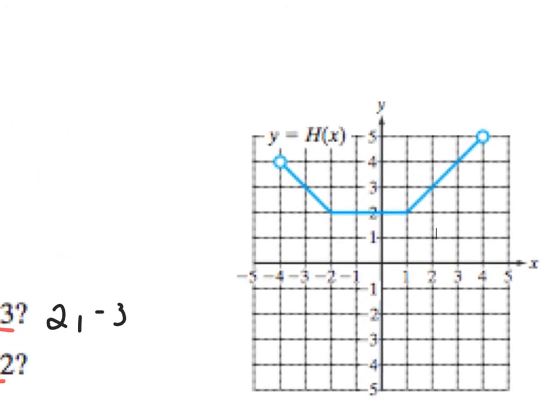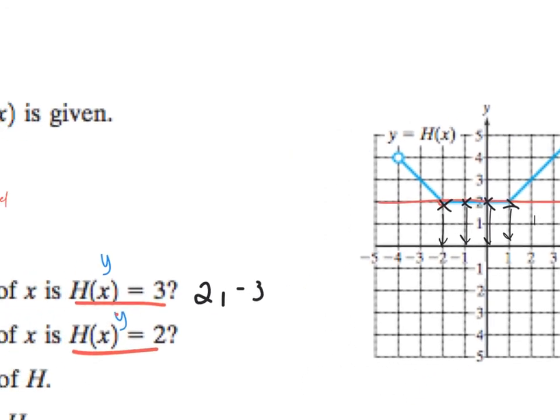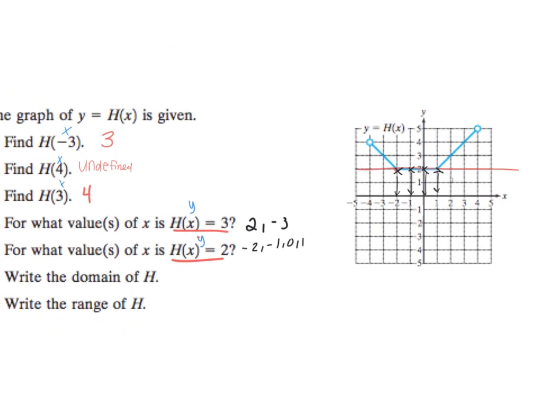We zoom in at the 2, and our 2 actually gets hit quite often. It gets hit right here. Let me do it in black. Here, here, here, and here. Those x values are negative 2, negative 1, 0, and 1. So I can just write out negative 2, negative 1, 0, and 1. And that's your final answer.